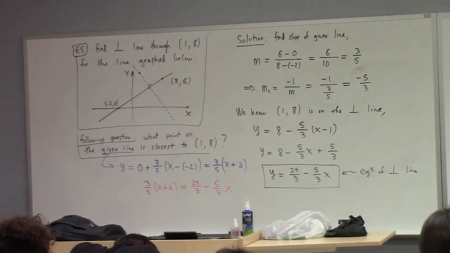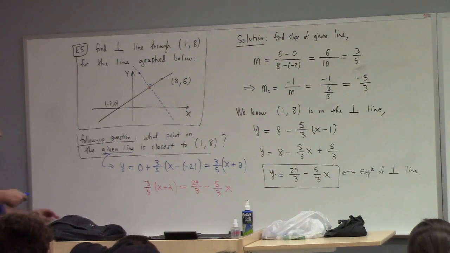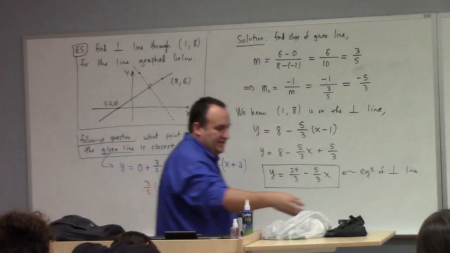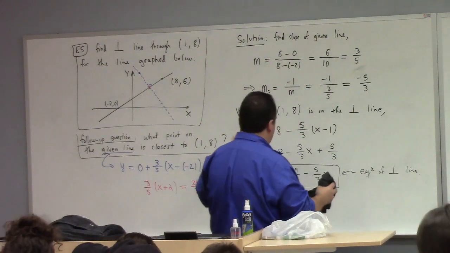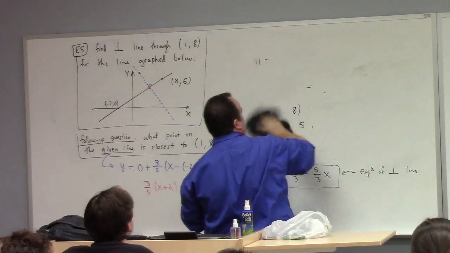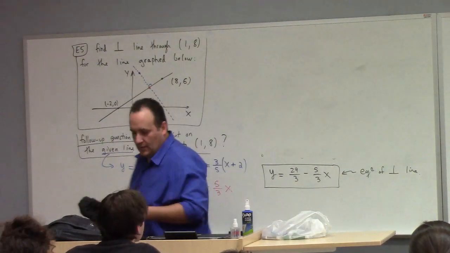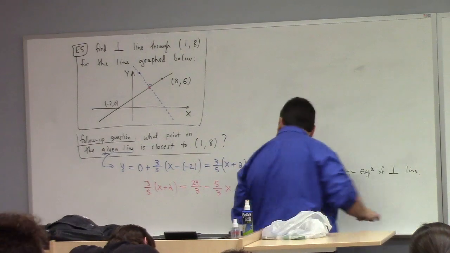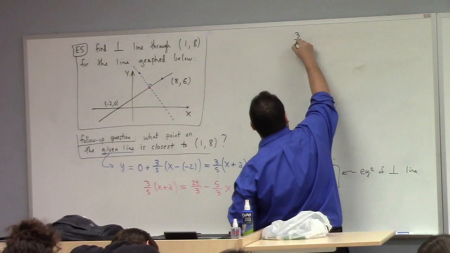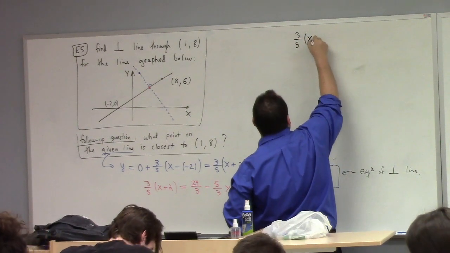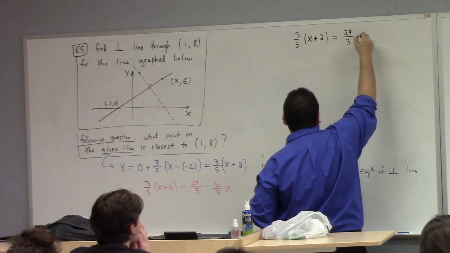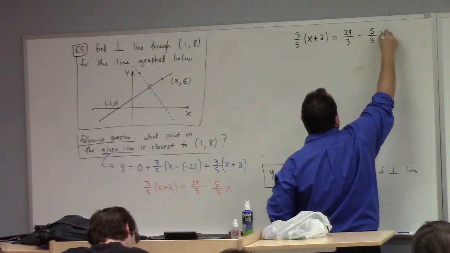Should we solve it? All right. I need to erase something so I have room to work where you guys can see it. This is going to have to go. So to find the point of intersection, we're solving 3/5 times x plus 2 equals 29 over 3 minus 5/3 x.